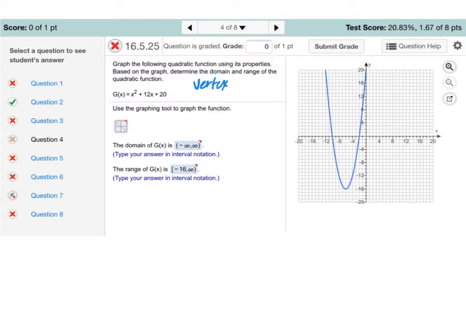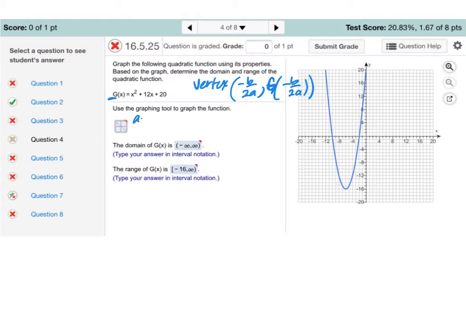The vertex is found by the formula negative b divided by 2a to get the first coordinate of the vertex. To get the second coordinate, we'll plug in the value that negative b over 2a simplifies to into the function, finding f of negative b over 2a. In this case, since our function is called g instead of f of x, we'll say g of negative b over 2a. So let's do that first.